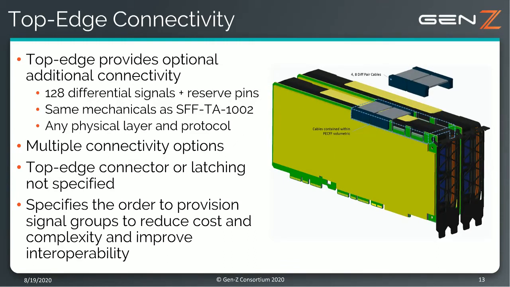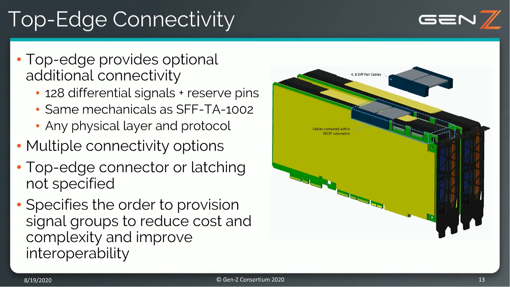We talked earlier about one of the key benefits being top-edge connectivity. This slide really helps us to see the benefits that this essential part of PECFF provides. Additional connectivity through the top of the card, being able to route up to 128 differential signals plus reserve pins from one card to another, or from one AIC to the motherboard that it plugs into. The top edge connectivity uses the same mechanical pin and pitch as SFFTA 1002, and it is able to support any physical layer or protocol. There are multiple connectivity options available.